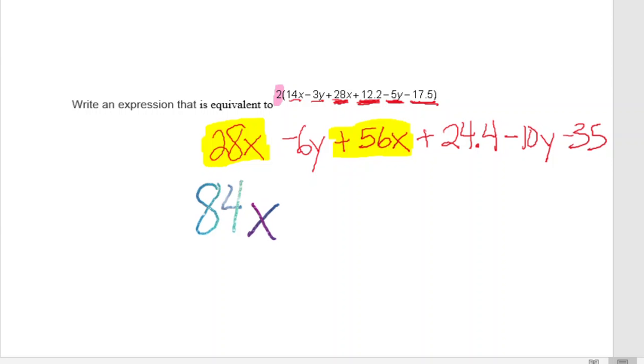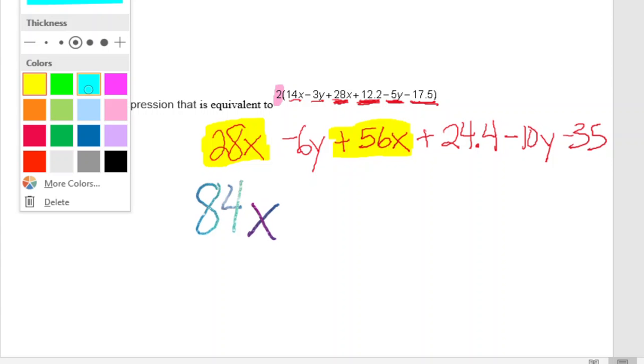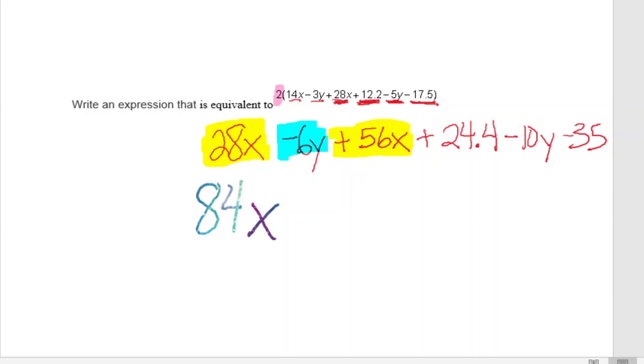Now look at the next term that we have not used, and that is -6y. Look for any other terms with y, and we have -10y. Again, pay attention to the sign in front of a term. It tells you if it's positive or negative. -6 and -10 combine to give me -16y. And last, we have our constants. A constant is a number without a variable.